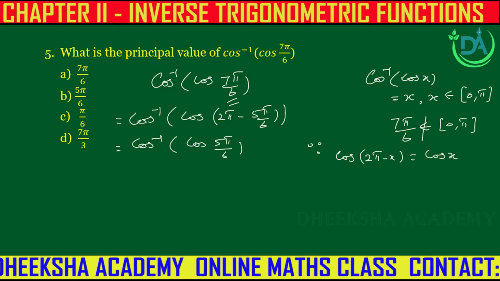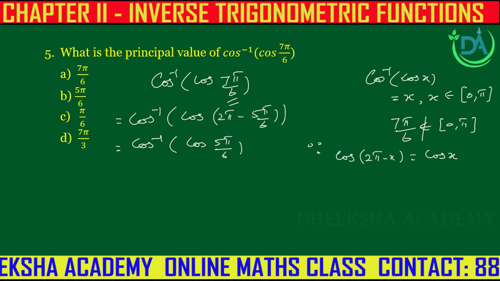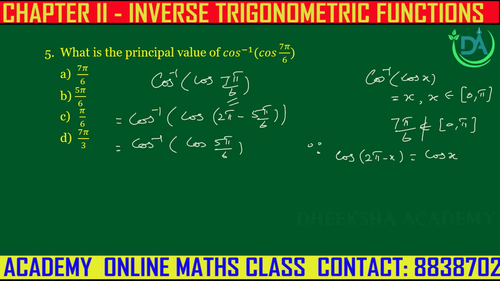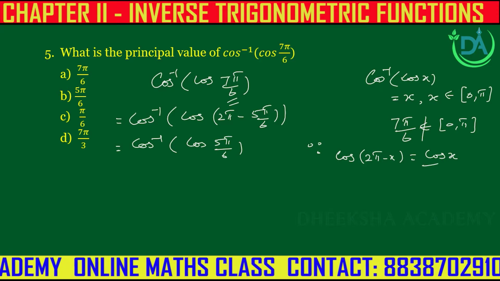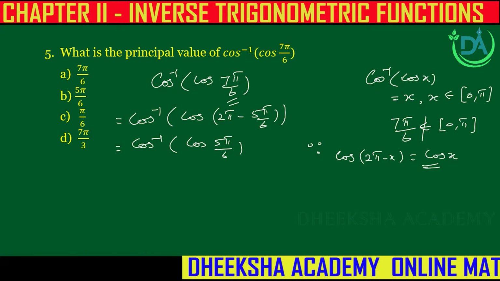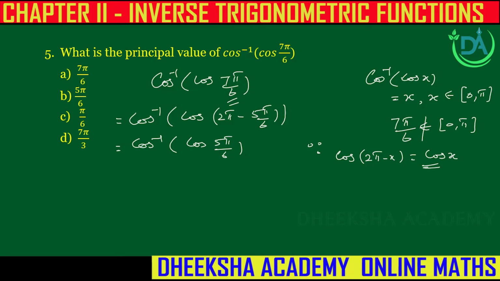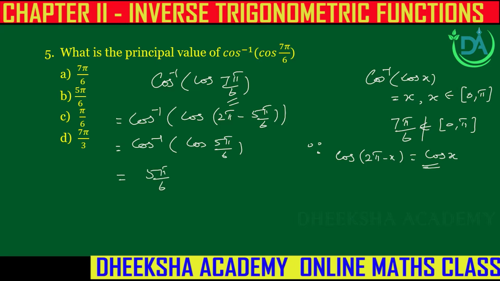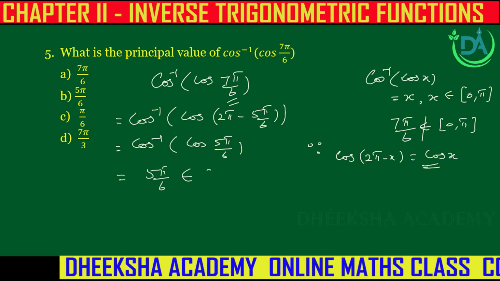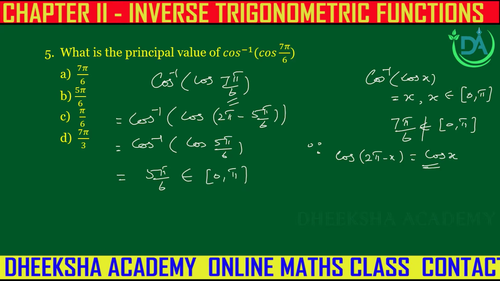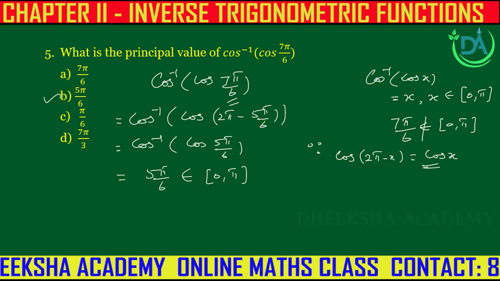2 pi minus x lies in the fourth quadrant. In the fourth quadrant, cos is positive. So cos of 2 pi minus x is equal to cos x, which gives cos of 2 pi minus 5 pi by 6 equal to cos of 5 pi by 6, which is equal to 5 pi by 6. This 5 pi by 6 belongs to the closed interval 0 comma pi. Okay, so the answer is B.